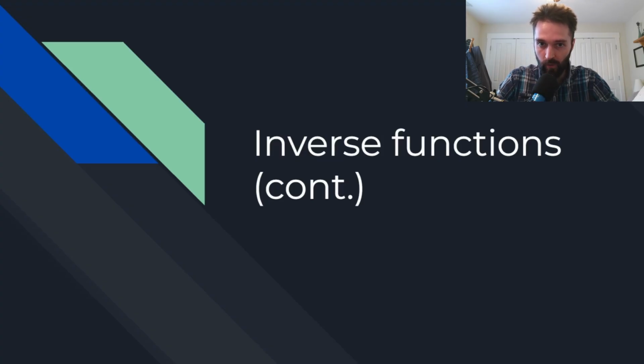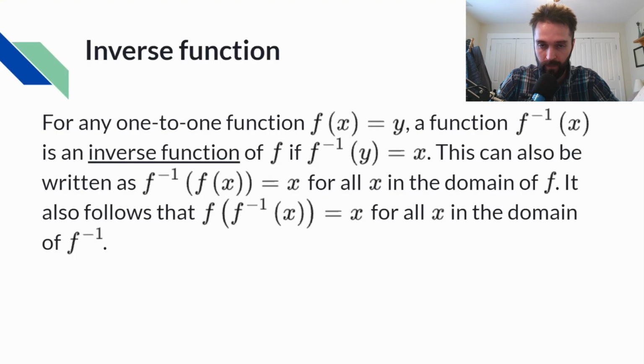Okay, here we go. Inverse functions continued. Let's revisit the mathematical definition of an inverse function. For any one-to-one function f of x equals y, a function f inverse of x is an inverse function of f if f inverse of y equals x. This can also be written as f inverse of f of x equals x for all x in the domain of f. It also follows that f of f inverse of x equals x for all x in the domain of f inverse. Okay?